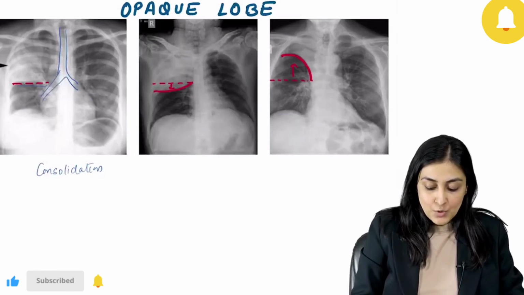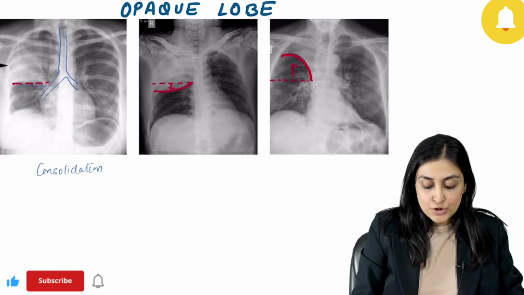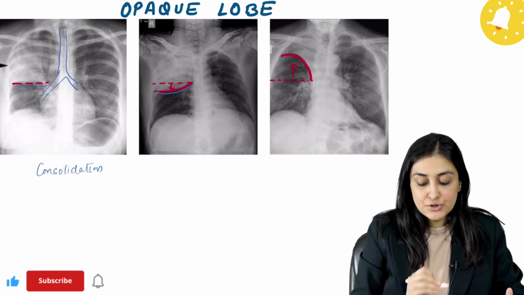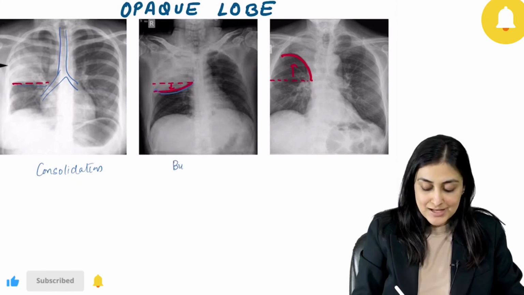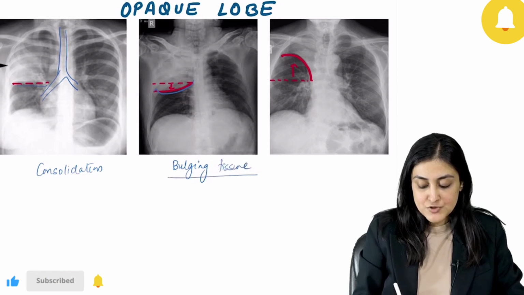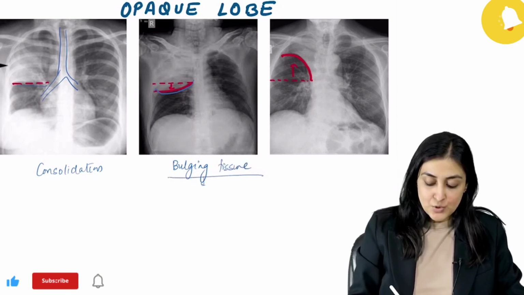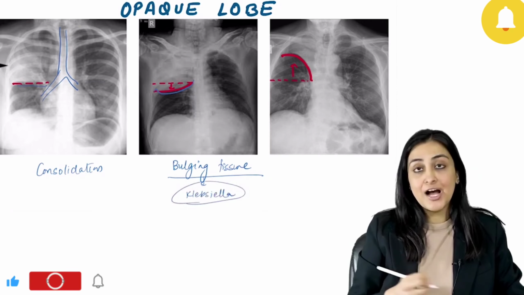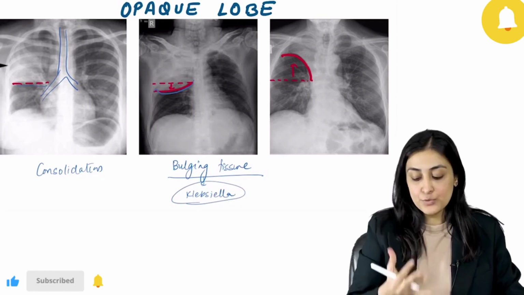When we go back, now we can see that the horizontal fissure is no longer horizontal, but it's actually bulging down. So when you see this bulging of the horizontal fissure, this is called the bulging fissure sign, and this is seen in a special kind of consolidation, which is because of Klebsiella. So this is seen with Klebsiella pneumoniae. Because of a higher virulence, the fissure bulges down.